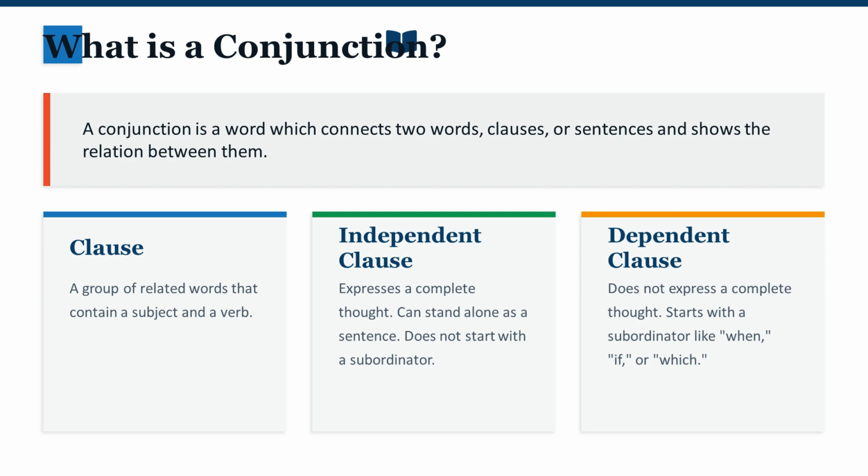Now, there are two types of clauses. An independent clause expresses a complete thought. It can stand alone as a separate sentence and does not begin with a subordinator. On the other hand, a dependent clause does not express a complete thought on its own. It starts with a subordinator word, such as when, if, or which. Understanding these terms will help us as we explore the three main types of conjunctions.